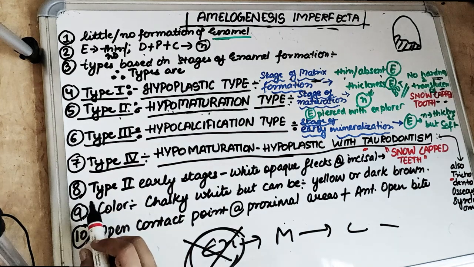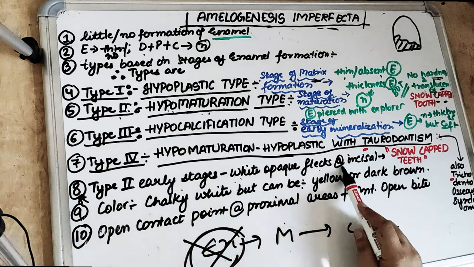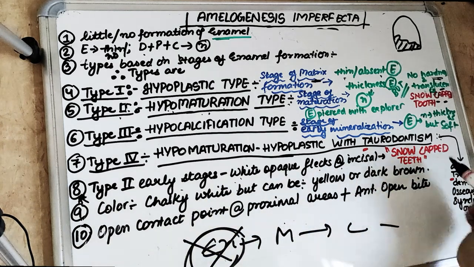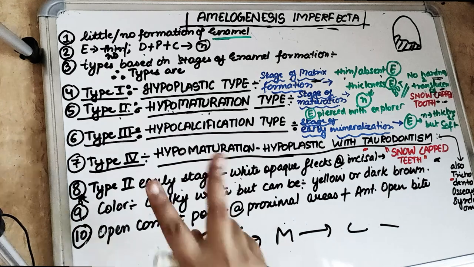This is our type A. Our point 8 is this only: early type 2 stages lead to white opaque flecks at the incisal areas, which gives the snow-capped appearance. The snow-capped appearance is very important, which is why we have discussed it in 2 points out of 10.